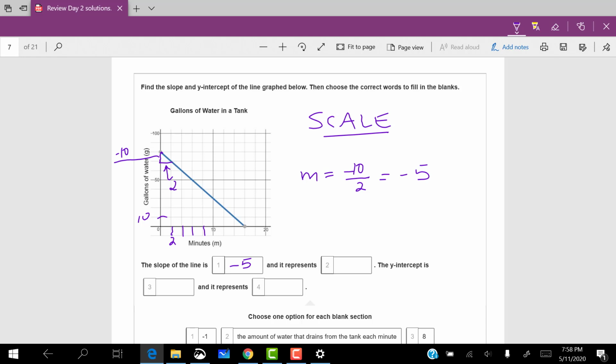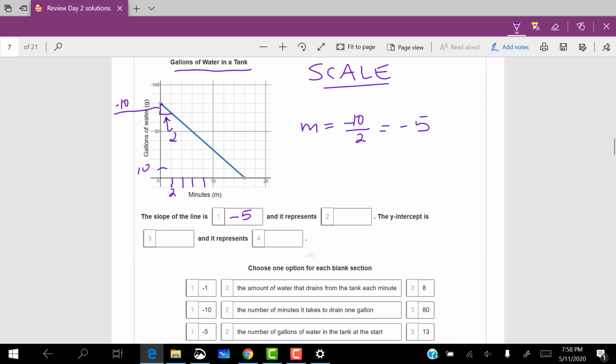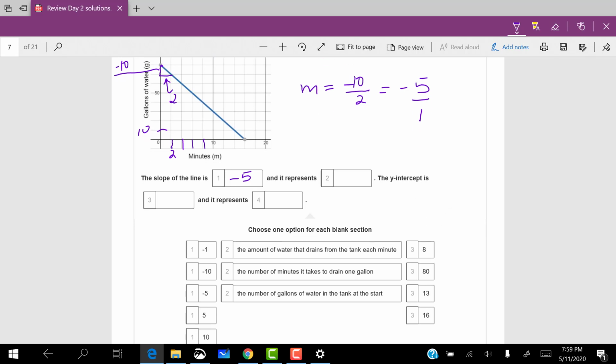Okay, so something's decreasing. What is decreasing? Well, it looks like the amount of water in the tank is decreasing. So the choice we should choose here is that every time, well, let's see. As the gallons go down 10, or down 5 in this case, that's the same as -5 over 1. So the gallons go down 5 for each 1 minute. Down 5 gallons per 1 minute. So it's going to be the amount of water that drains each minute.